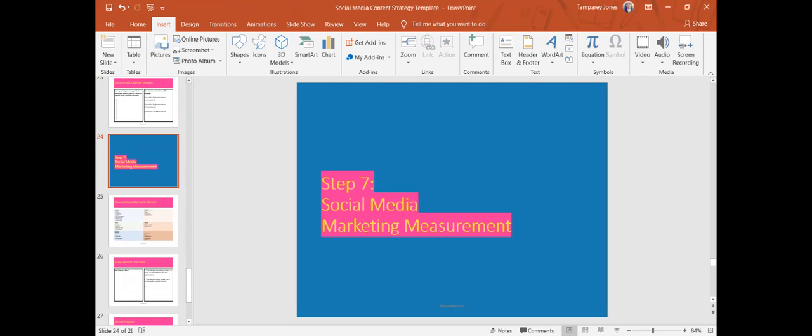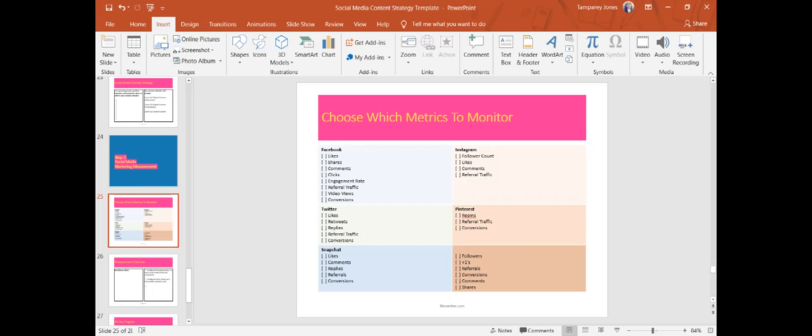Okay, so we are coming to a close. We are almost done. So your social media marketing measurements. So right here, you're going to choose which type of things you're going to be looking for or following closely on your business pages. So will you be focusing more on likes, shares, comments, clicks, engagement rates, your video views? What type of things will you be keeping track of right here? That's what you want to do right here.